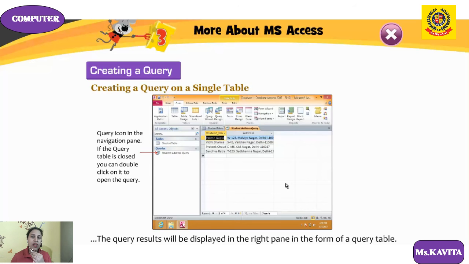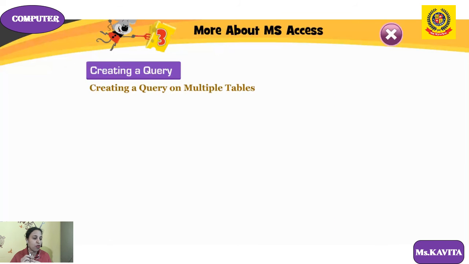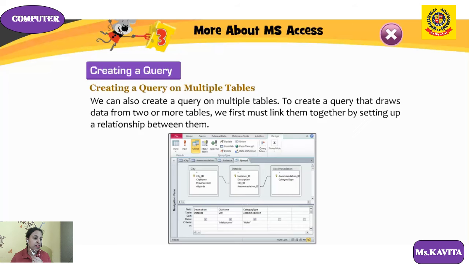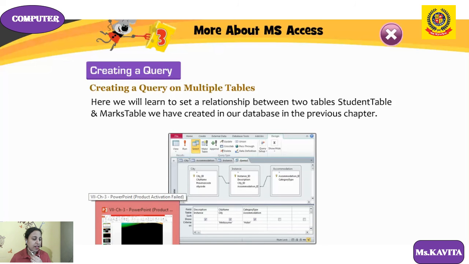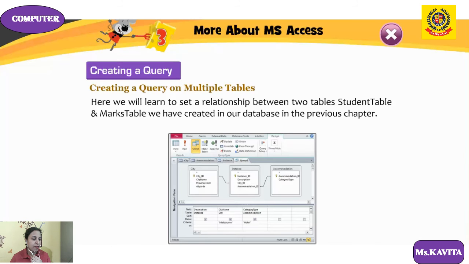Now, creating a query on multiple tables. How can you create a query on multiple tables? We can also create a query on multiple tables. To create a query that draws data from two or more tables, we first make a link by setting up a relationship between them.